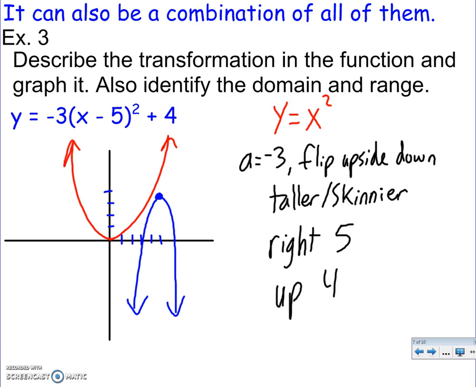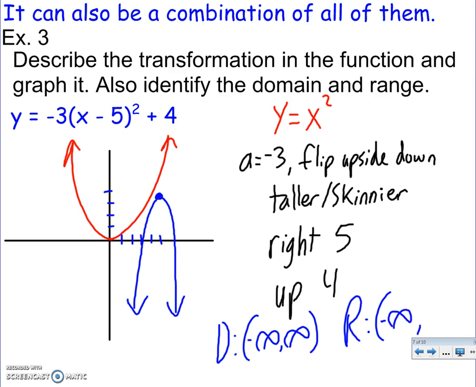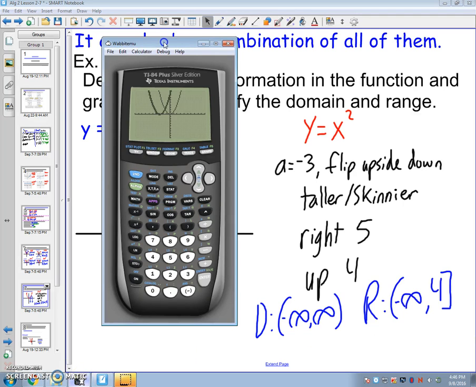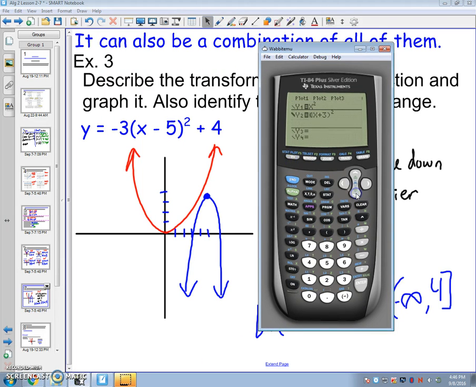All right. Domain and range. Domain, left infinity, right infinity. Range, the lowest it goes is negative infinity. The highest it goes is positive 4. Includes positive 4. I'm going to show you that graph real fast to make sure I'm right. We have x squared, and then in bold, I have negative 3 parentheses x minus 5 close parentheses squared plus 4. Graph it. And there it is. So it's over there to the right, and it's going down and skinnier.